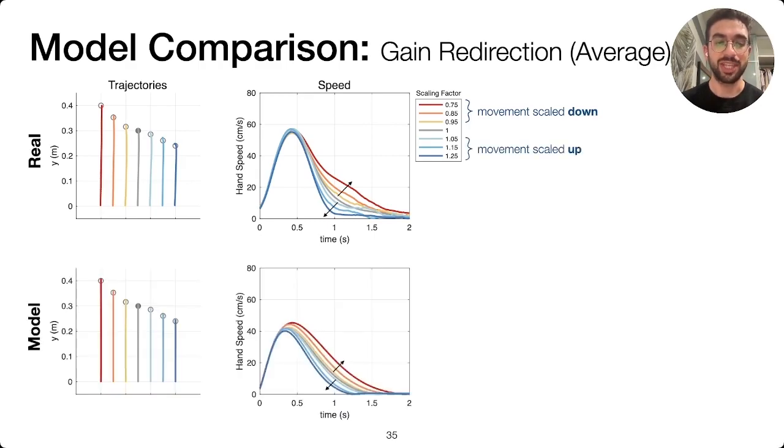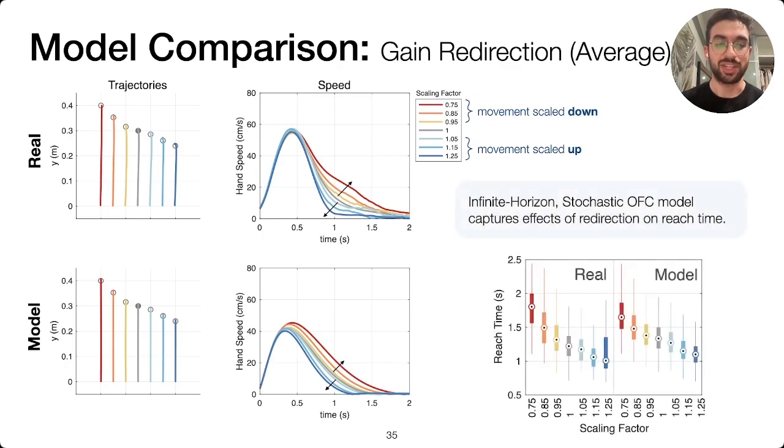And if we look at our average simulation results, we see these same trends. And directly comparing these reach times from the real and simulated data, they have a similar range of about 0.75 seconds and follow roughly a linear trend. Importantly, this is really the first time the effects of redirection on reach time have been simulated.